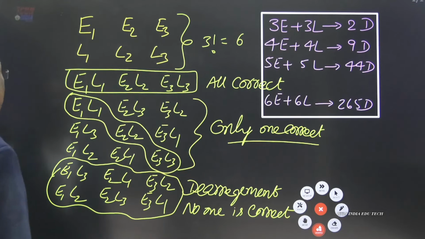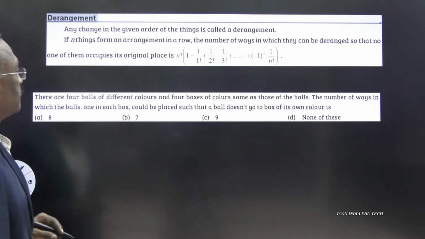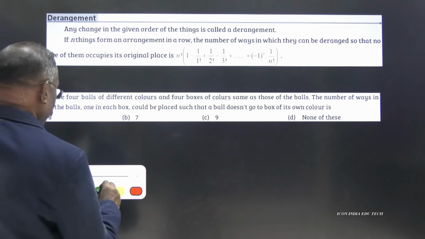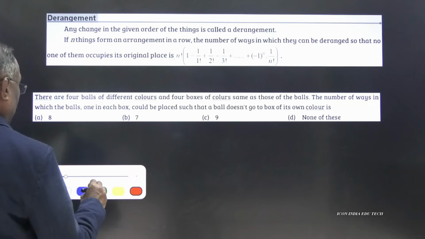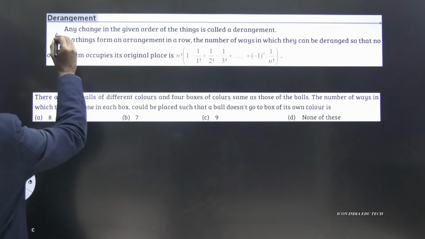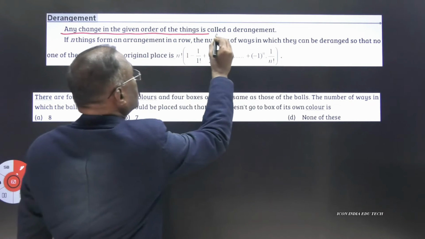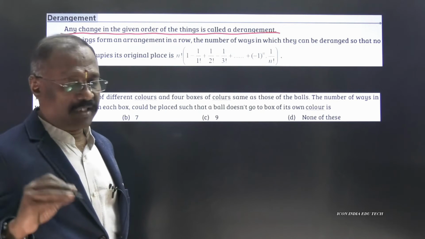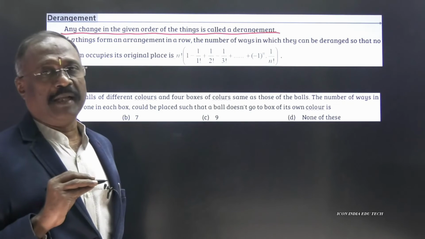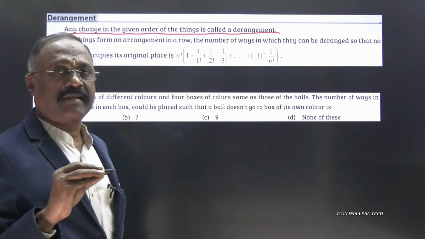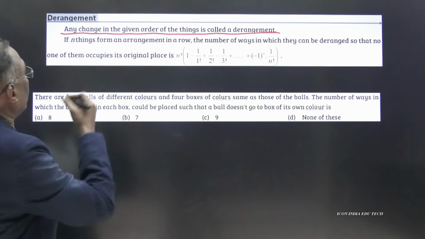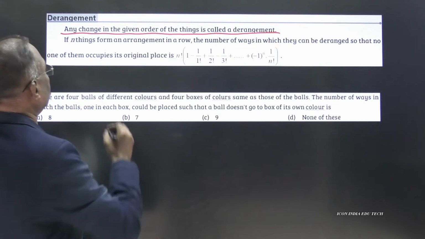Okay, so now let us move on to the formula. Let me explain the formula. You can see the derangements of things here. Any change in the given order of the things is called derangement. That's what I said. There are 5 places, 5 objects are there. For each object, there is a specified place. If you are not placing the object in its corresponding place, then it is nothing but the derangement. So that's what he's saying. Any change in the given order of the things is called the derangement.